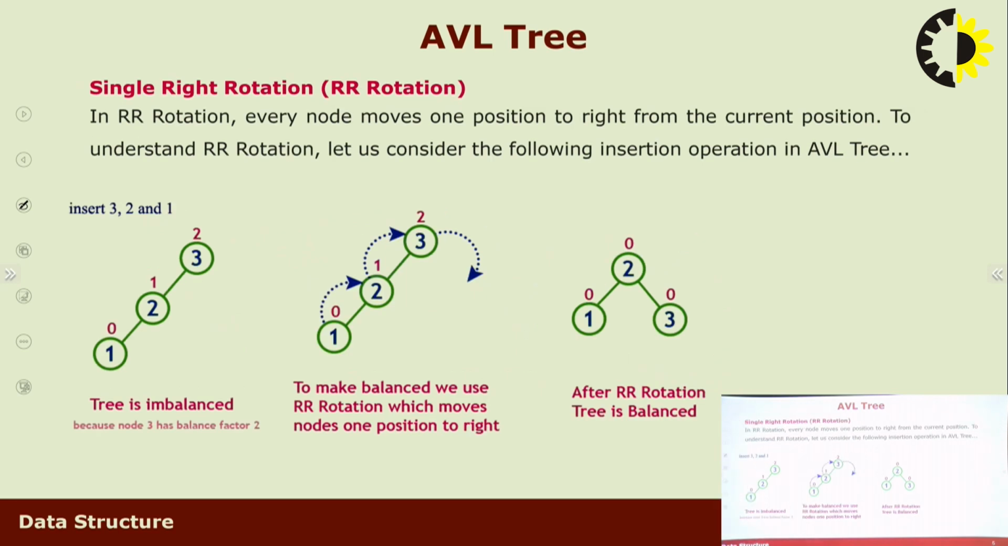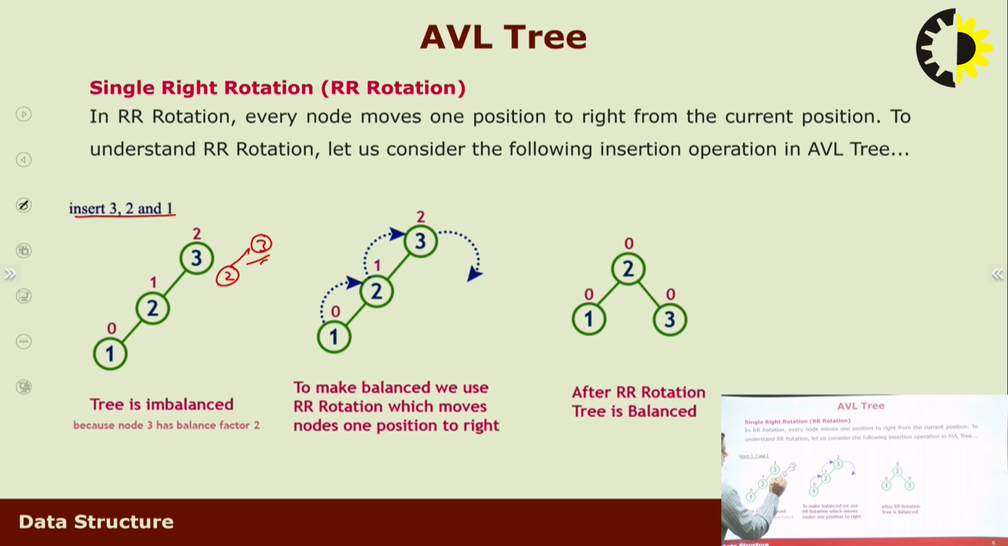The next rotation is called RR rotation. For example, we are inserting these three values. First of all, we have inserted 3. After inserting 3 is balanced because balancing factor is 0. And we have to insert 2. Then we will compare 2 with 3. That will come into the left side. That is 2. Still 3 is balanced. That is 0 or that is 1 minus 0, 1.